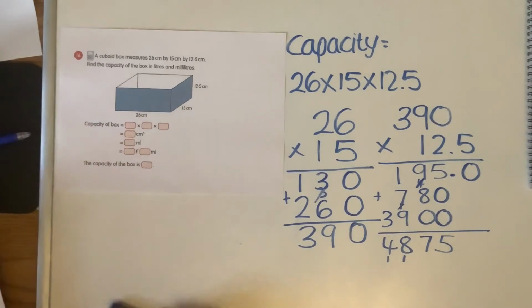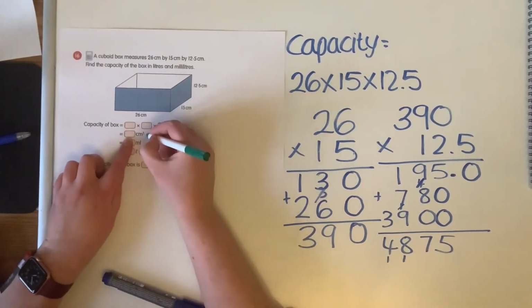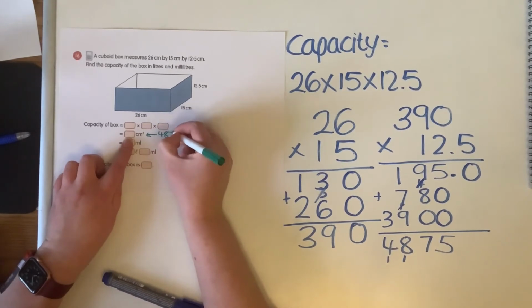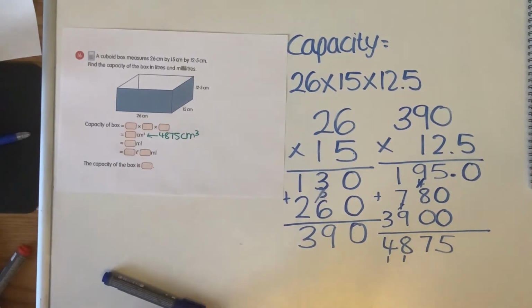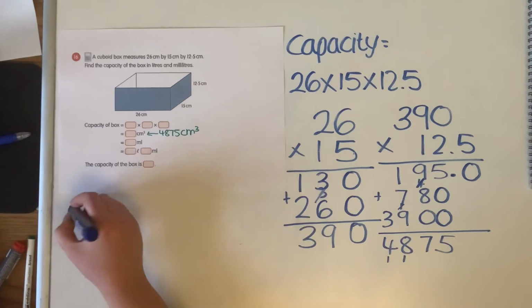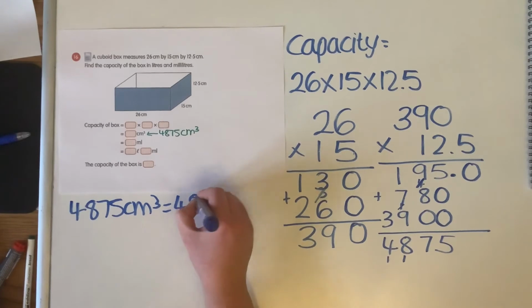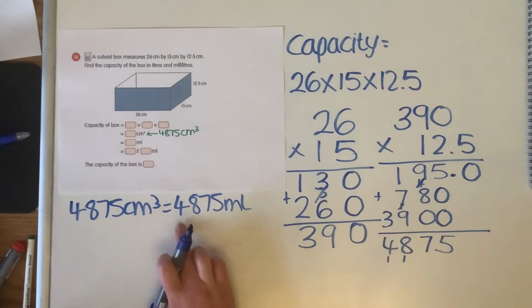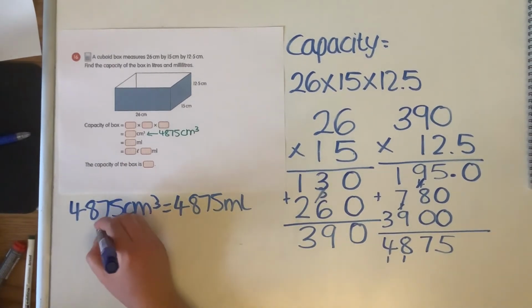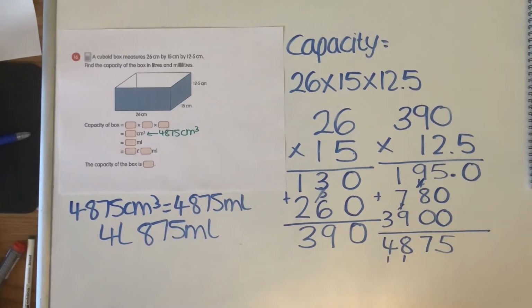4,875. So if I have a look here, that would be my capacity. So 4,875 cubic centimetres, which I know is the same as 4,875 millilitres. The question wants me to put it into litres and millilitres. So how many litres do I have here? I've got 4 litres and then 875 millilitres. So that shows you that question there.